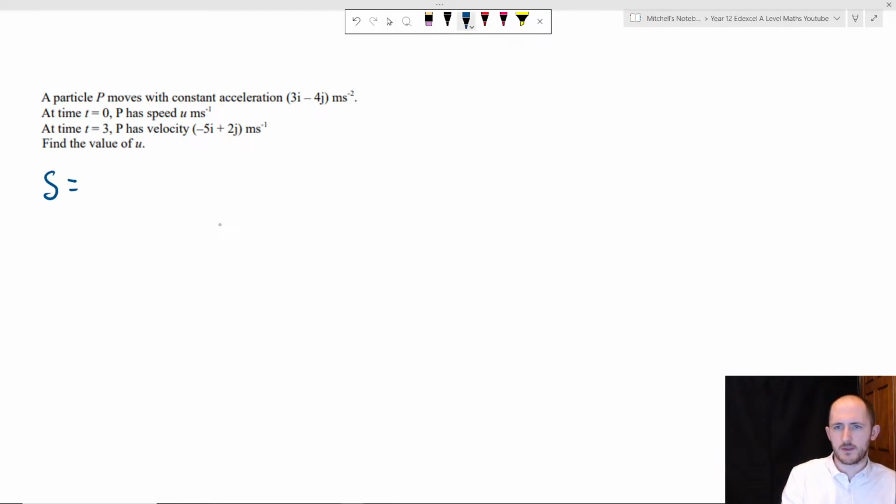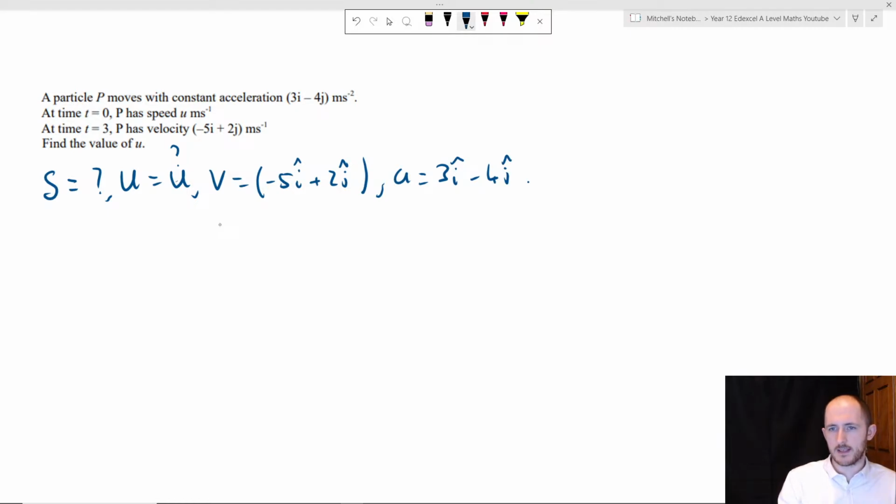So s is equal to don't know, don't care. u is equal to the u vector. It's basically what we want to work out, so we can call it question mark as well. v is equal to minus 5i plus 2j. a is equal to 3i minus 4j. And lastly, t is equal to 3 seconds.